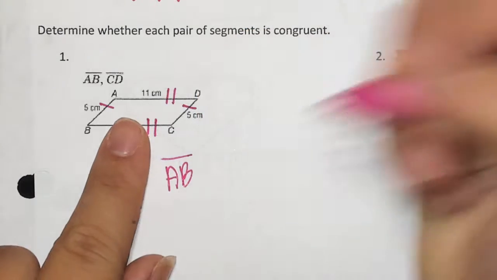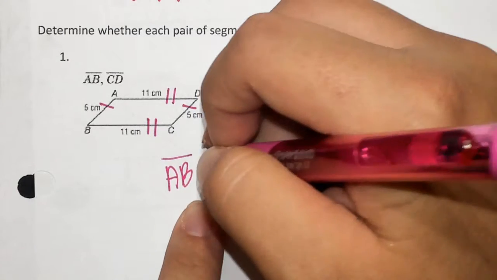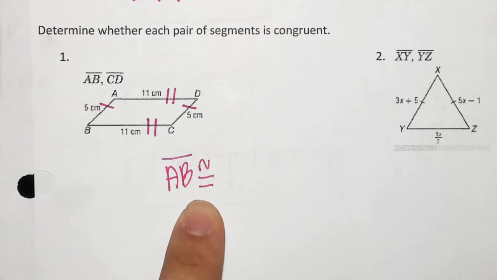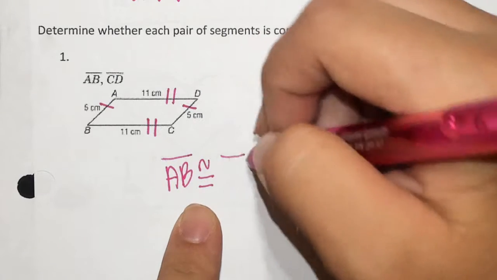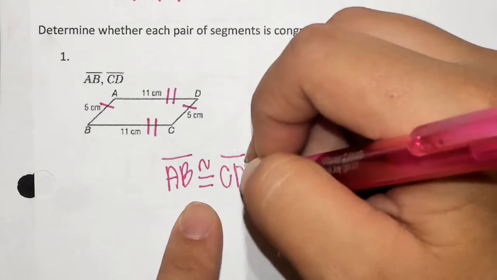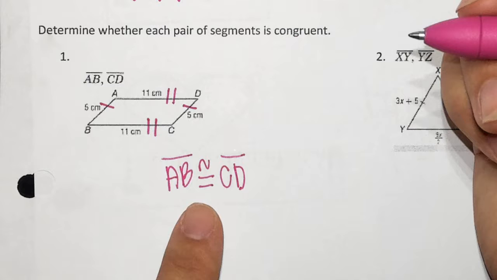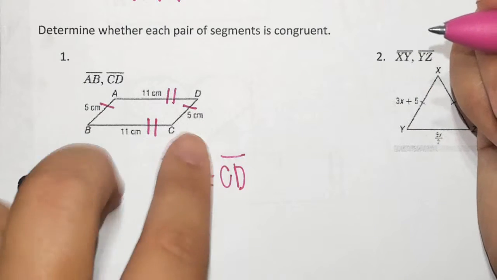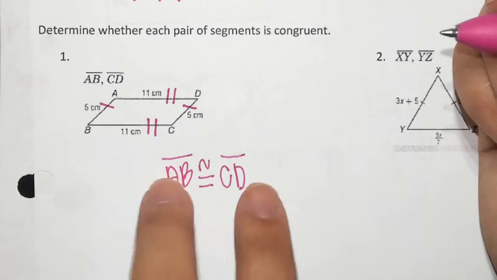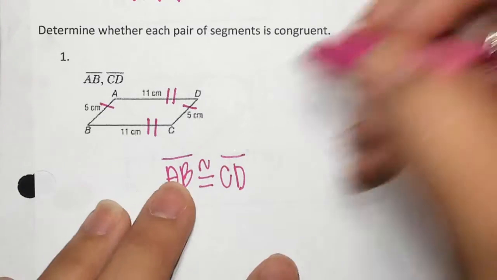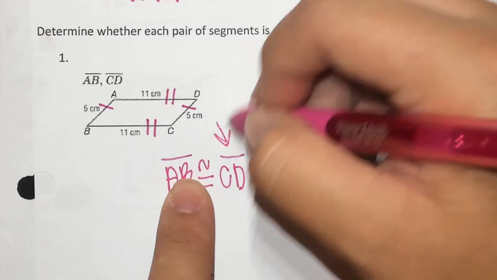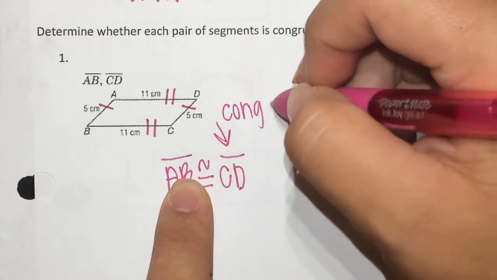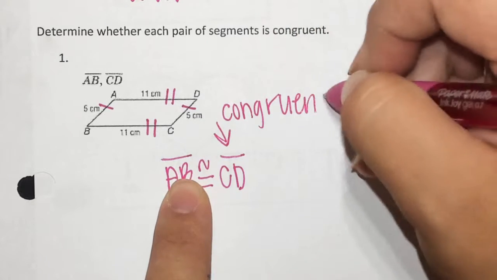Segment AB is congruent to segment CD. Now it's a segment, so the order can be opposite. You could have started with DC and then put AB. You could have swapped these. This is talking about congruence. This means congruent.